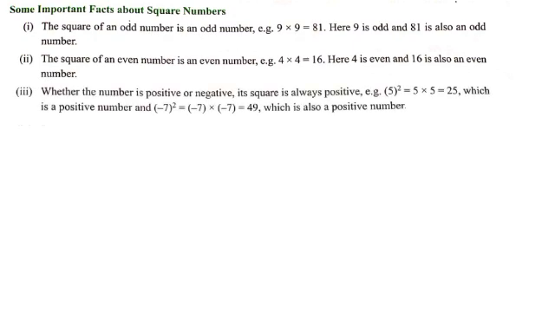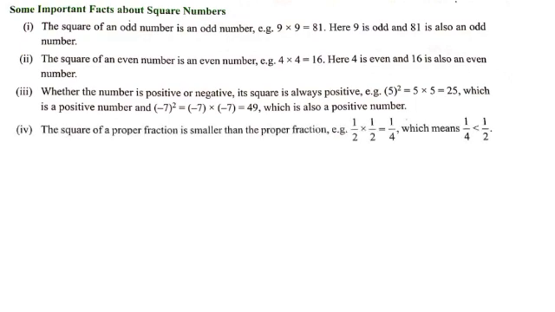Whether the number is positive or negative, its square is always positive. That is, 5 square is equal to 5 times 5 is equal to 25, which is a positive number. And minus 7 square is equal to minus 7 into minus 7, which is equal to 49, which is also a positive number.